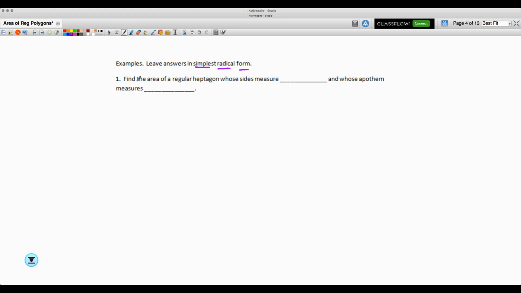Okay, so let's just try this one. Find the area of a regular heptagon. So stop right there. Heptagon has how many sides? 7. So n is going to equal 7. Whose sides measure, let's say, 14.5 inches, and whose apothem measures, let's say, 6.8 inches. So I've given you the apothem, I've given you the number of sides, the s was 14.5, and then the apothem would be 6.8. So on this problem, we've got everything: the side, the number of sides, and the apothem.